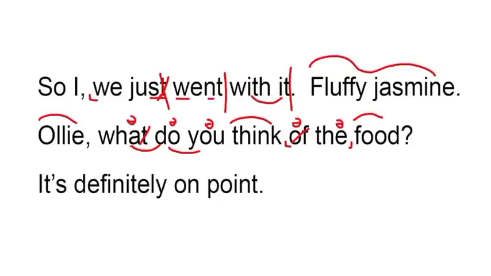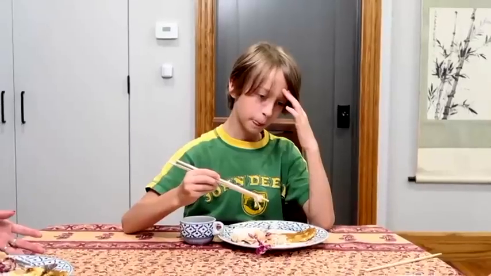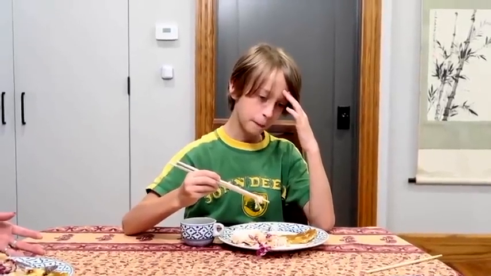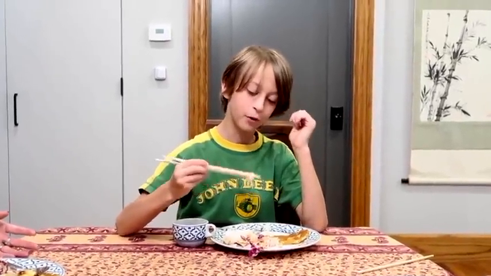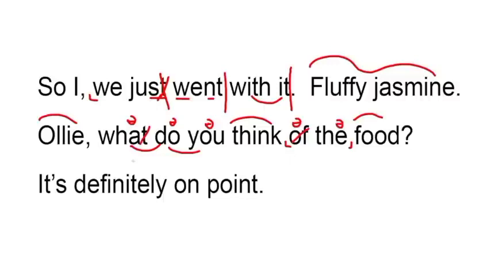The food. What do you think of the food? Think and food, both being clear and longer. What do you think of the food? It's definitely on point. Def and point, the most stressed words there.